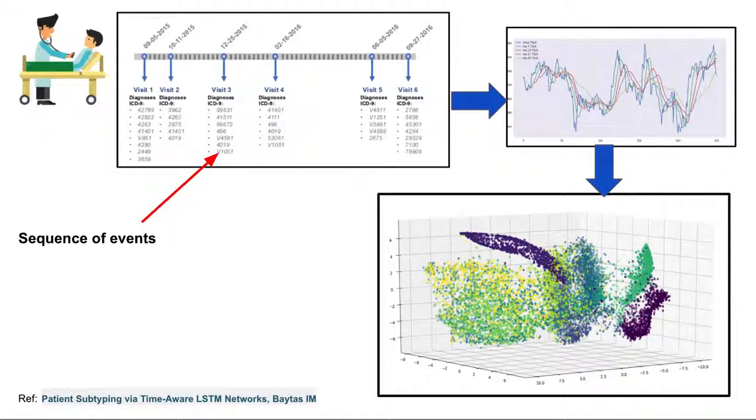The different steps of this process are shown here. First, as you can see, the electronic health records of patients have a temporal structure. It means that patients visit the doctor at different times, the time step between each visit varies and is not the same, and in each visit the patients can be diagnosed with one or more diagnosis codes.